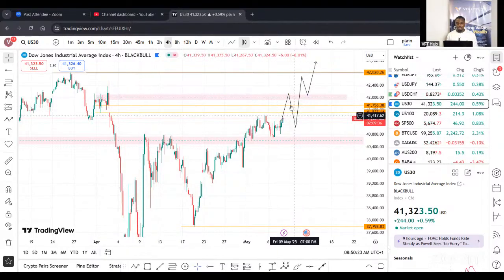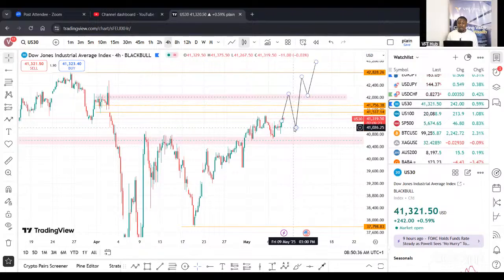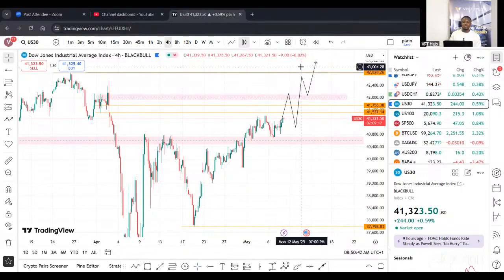So price might actually come to this point and start reacting off this point, and then finally, what do we see? We see that it sells off. However, that sell might not be strong enough to really hold structure. We now see a reversal to the upside again. So that's a very big one that we should look at for today.